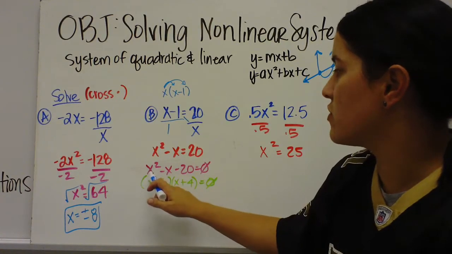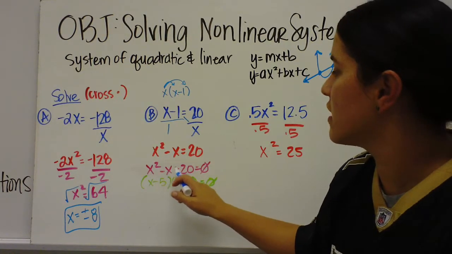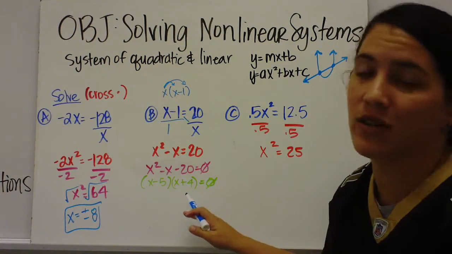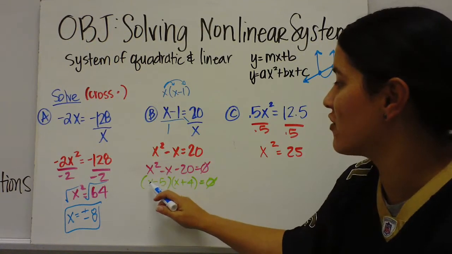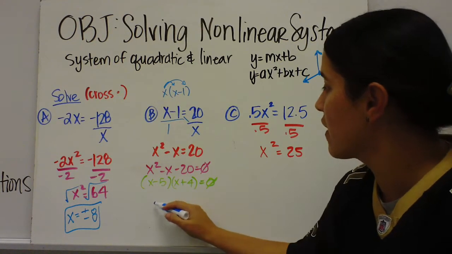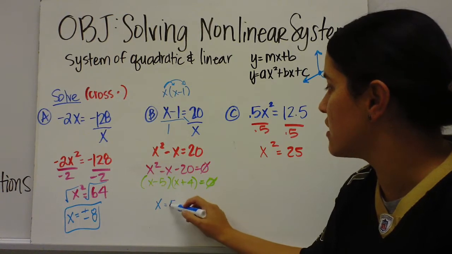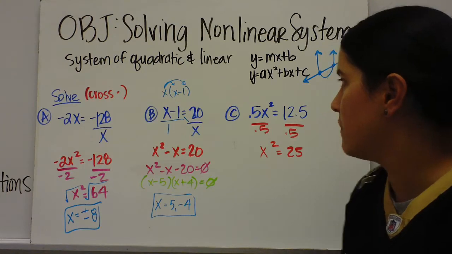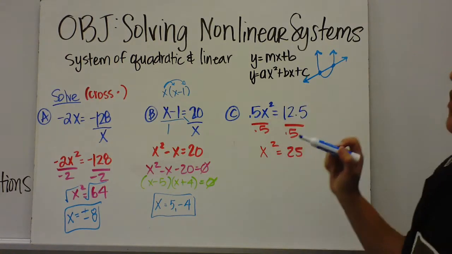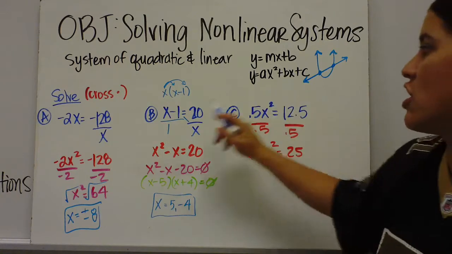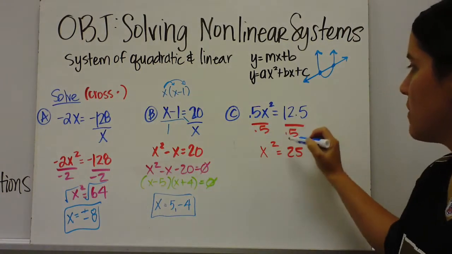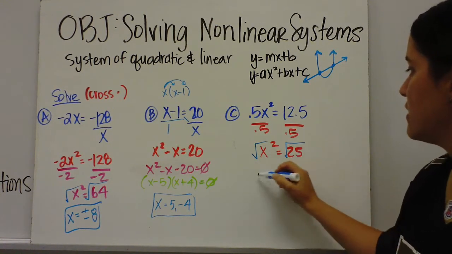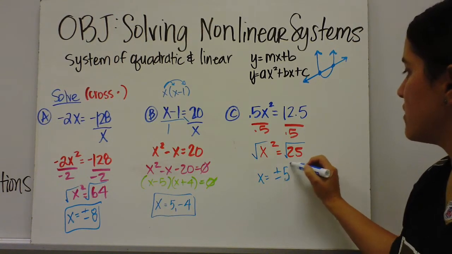I move the 20 over, so now I have a quadratic equation: x squared minus x minus 20 equals 0. We've learned lots of different ways to solve quadratic equations, and this one I just factored because I saw that it was easy to factor. x minus 5, x plus 4. So my solution is x is equal to 5 or negative 4. Alright, and then in C, I have 0.5x squared equals 12.5. There is no cross multiplying, so I divide both sides by 0.5, and I get 25. So I take the square root of both sides, and x is equal to plus or minus 5.